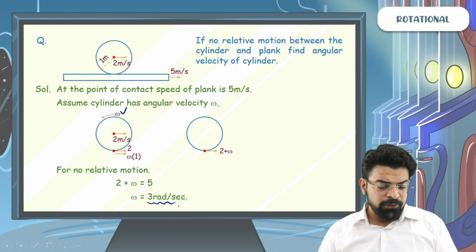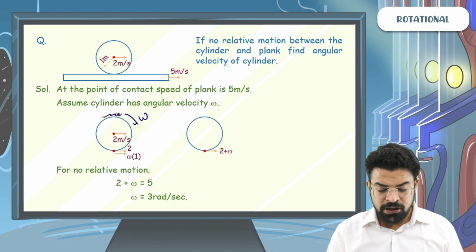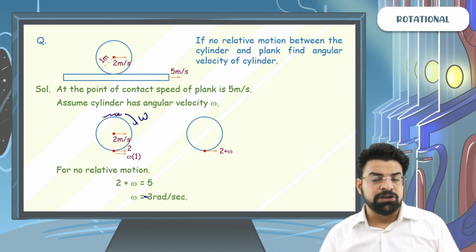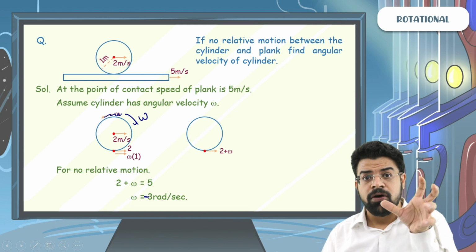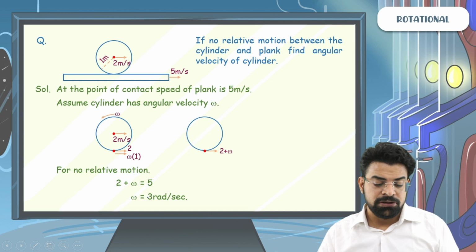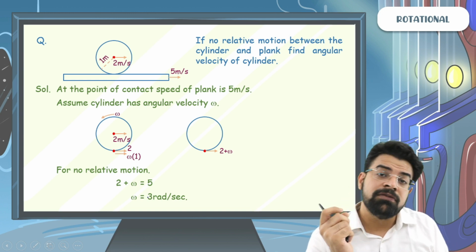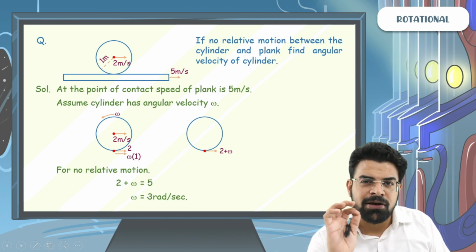If I would have solved the same question taking angular velocity clockwise, then I would have got a negative answer. And that negative will tell me that the direction I have chosen for omega is wrong. I should choose it the other way around. So don't waste so much time on deciding in which sense I should take the omega. So let's now learn the condition of pure rolling.